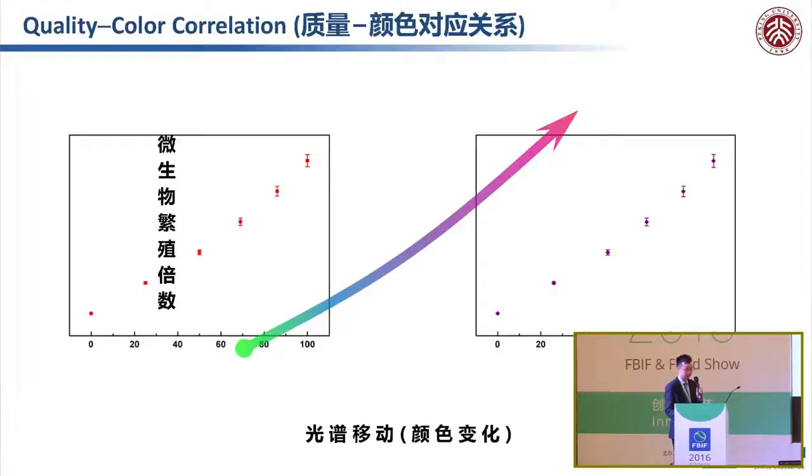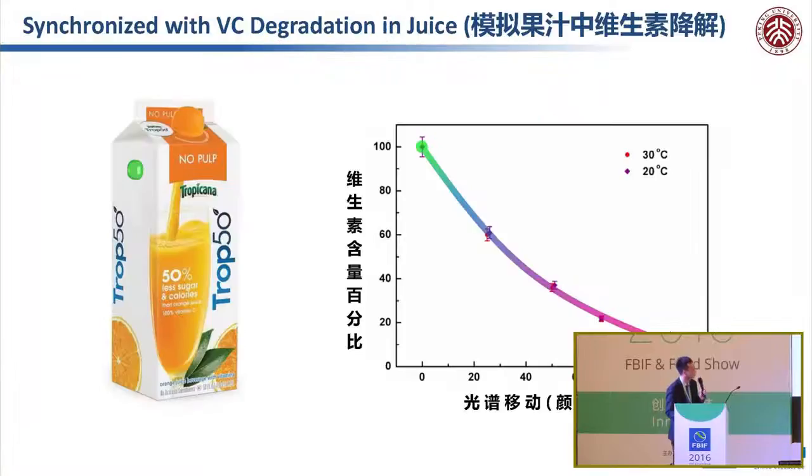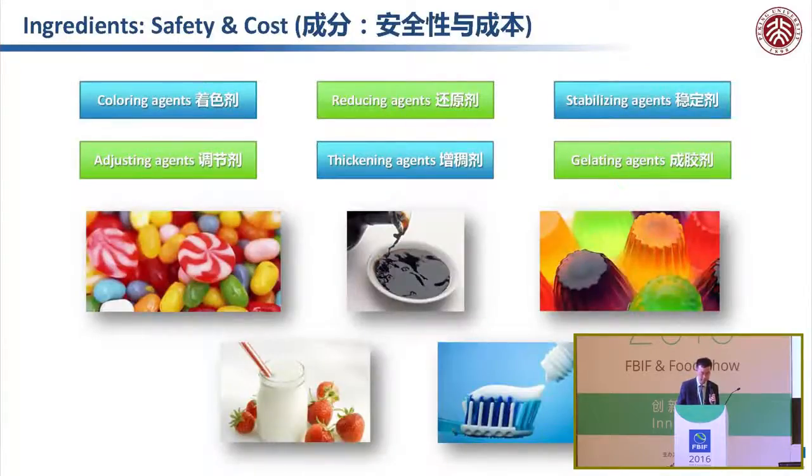Green always means that it's most fresh, and red means it has gone bad, no matter the temperature changes or not. And we also tested the TTI with another process, the VC degradation in juice, and we found the process is also well synchronized, no matter the temperature changes or not.